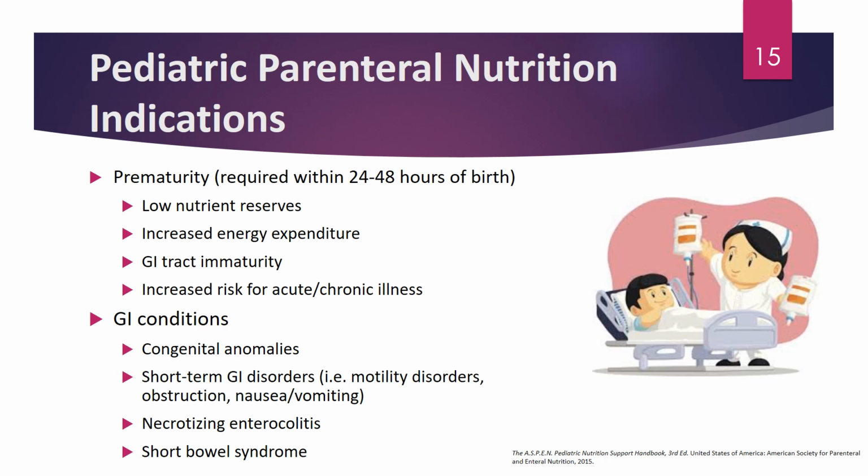You may also see some GI conditions, obviously, because it is parenteral nutrition. So you may see some congenital anomalies or abnormalities, some short-term GI disorders such as motility disorders, some small bowel obstructions that can result from a few different things such as volvulus, for example, or nausea and vomiting, necrotizing enterocolitis, and again, short bowel syndrome. But remember, with short bowel syndrome, that's a tolerability issue. If they can tolerate enteral nutrition, they should get enteral nutrition.